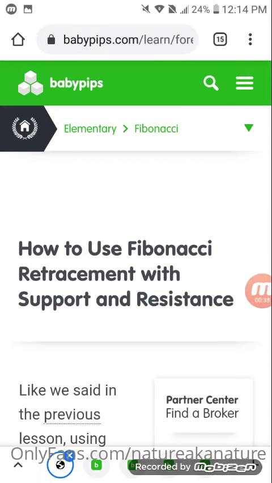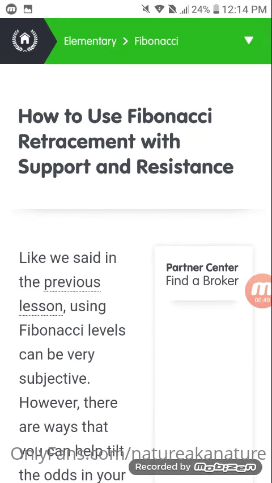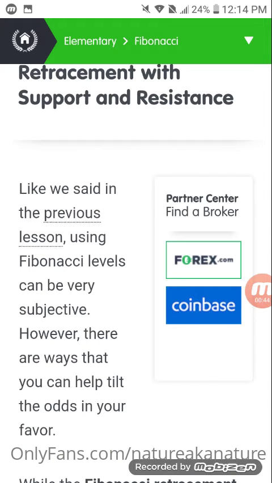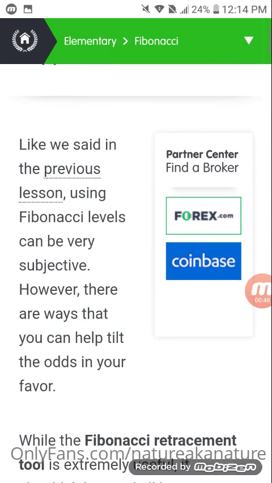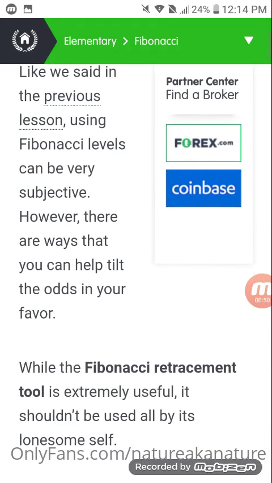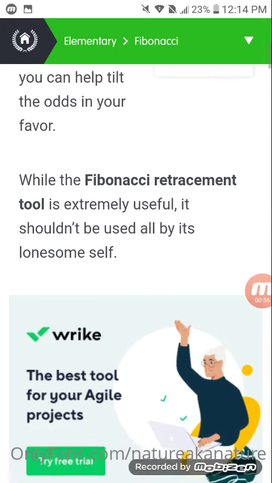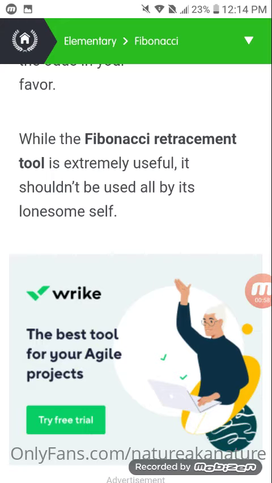How to use Fibonacci retracement with support and resistance. Like we said in the previous lessons, using Fibonacci levels can be very subjective. However, there are ways that you can help tilt your odds in your favor. While the Fibonacci retracement tool is extremely useful, it shouldn't be used all by itself.